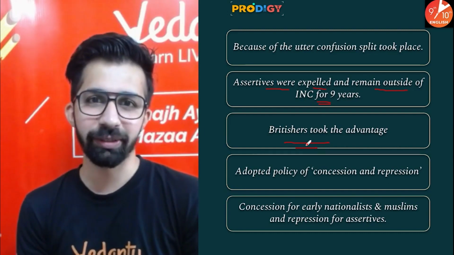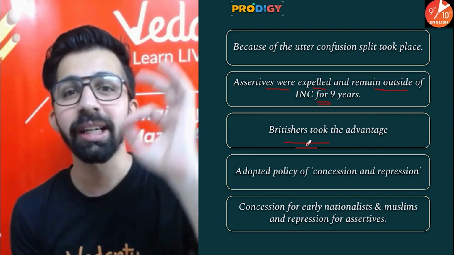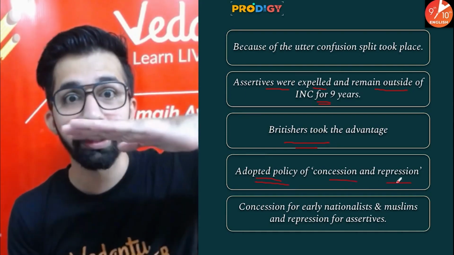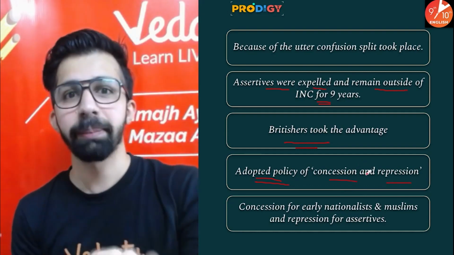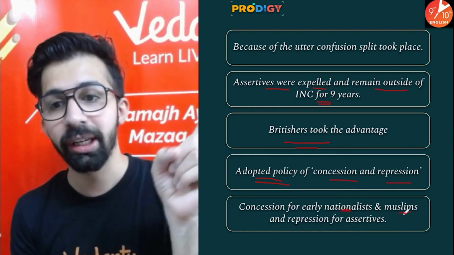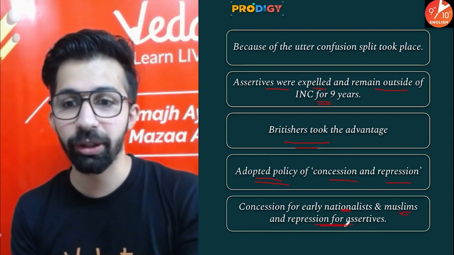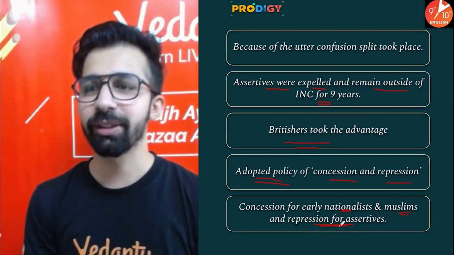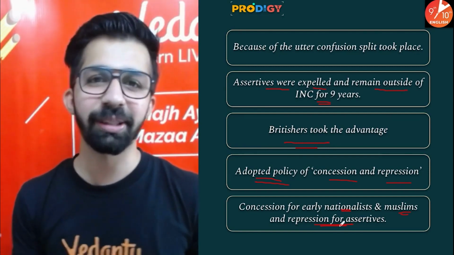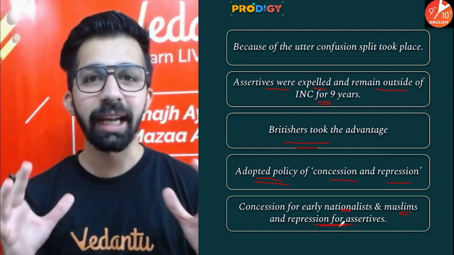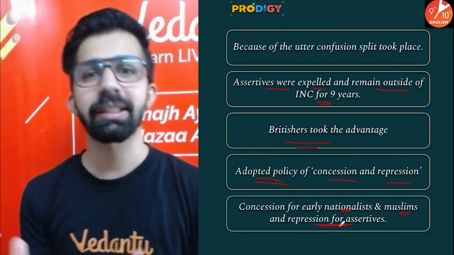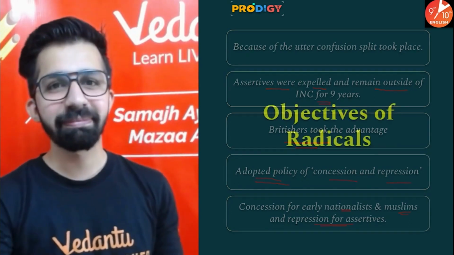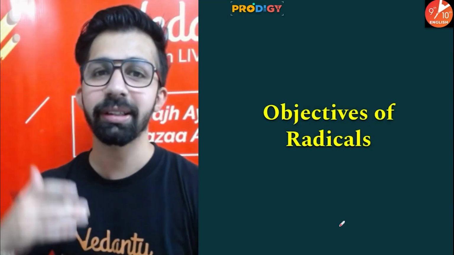And they took full advantage of this situation, and you will not believe that Britishers came up with a new resolution. The new policy was concession and repression. Concession, in simple sense, means supporting the early nationalists and Muslims, and repression of the assertive. Guys, in Hindi we call it जले पे नमक छिड़कने का काम. What the Britishers were trying to do, guys, is they started supporting one group and going against the other group. This is what Britishers wanted, and they were successful in doing so.